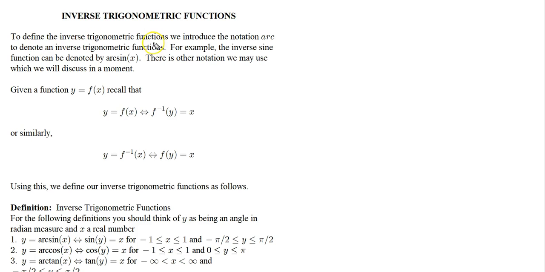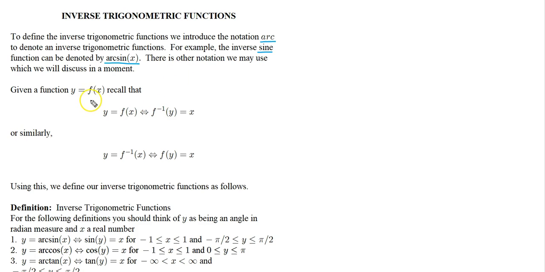Now, to define the inverse trig functions, we first introduce the arc notation to denote the inverse of a trigonometric function. So for example, the inverse sine function we can denote as arc sine of x. So that's going to denote the inverse sine function. Now there is some other common notation that you'll see, and we'll talk about that in a second.